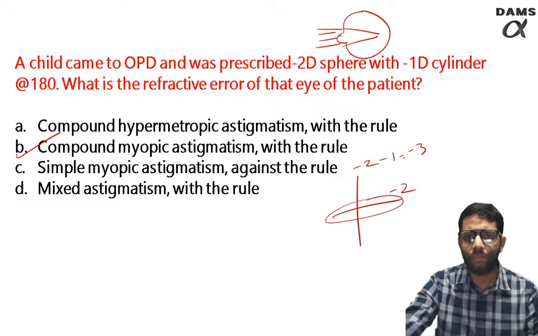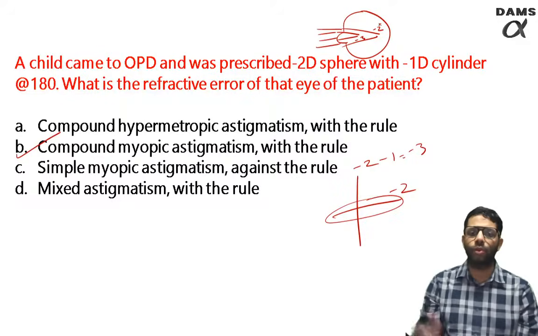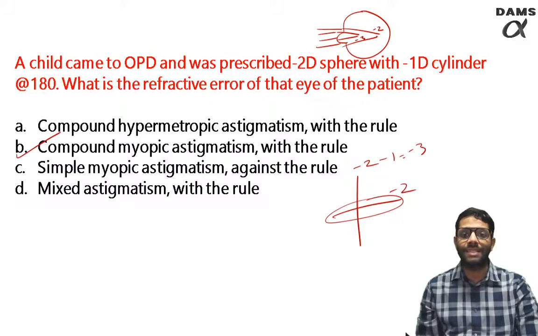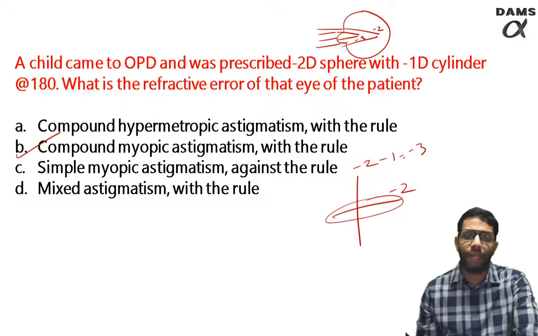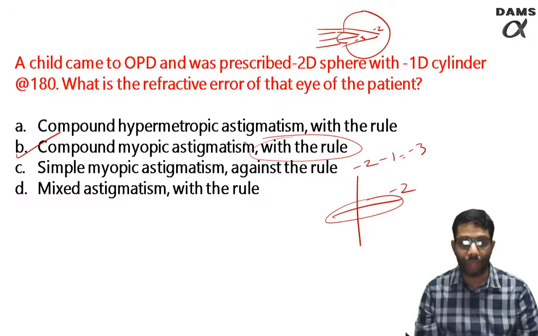Now who can tell me why it is with the rule? Because -3 is more in front, because you have to diverge it more. And -3 is in the vertical axis, so -3 is the steeper axis. By definition, vertical steeper is known as with the rule astigmatism. So B is the answer, not C.